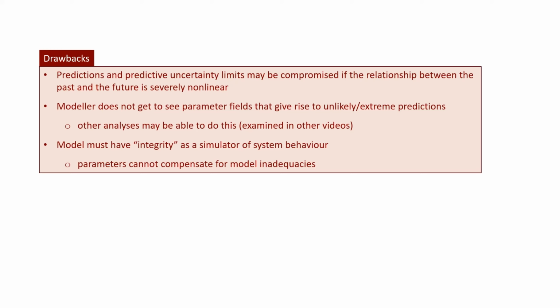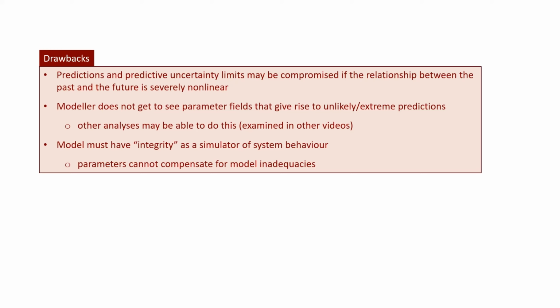A conceptual problem is that you get to see the posterior probability distribution of predictions that you care about, but you don't get to link parameter fields to those predictions. And this can be a concern particularly for pessimistic predictions. It is nice to see the parameter fields that are responsible for things going wrong in the future.